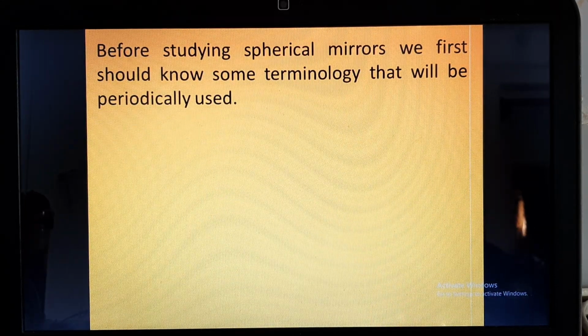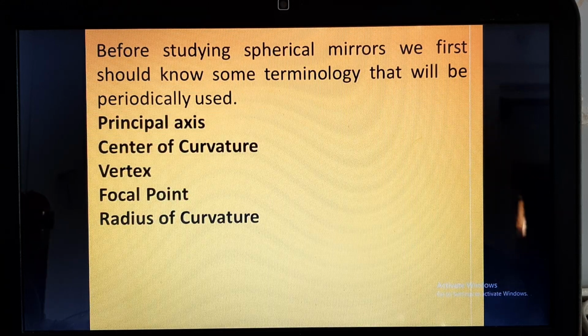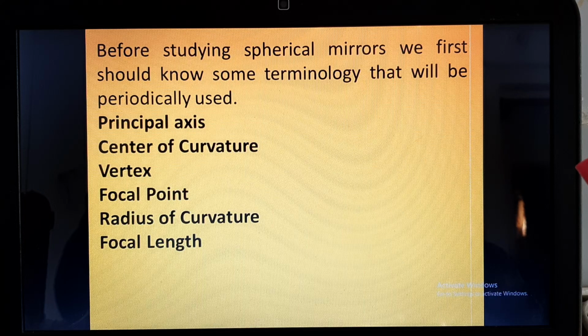Now, before studying spherical mirrors, we should know some terminology that will be periodically used. In a ray diagram in previous lectures, I have told you that we will discuss what is principal axis, what is focus, what is pole, etc. So today we are going to discuss this terminology. So first is principal axis, center of curvature, vertex, focal point, radius of curvature, focal length. These 6 terminologies we are going to discuss.